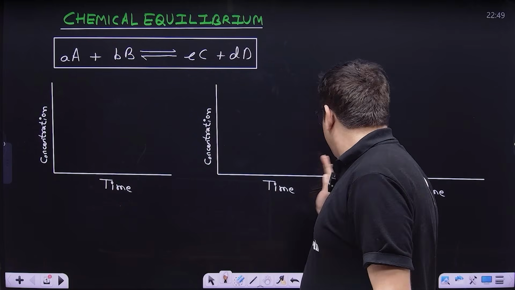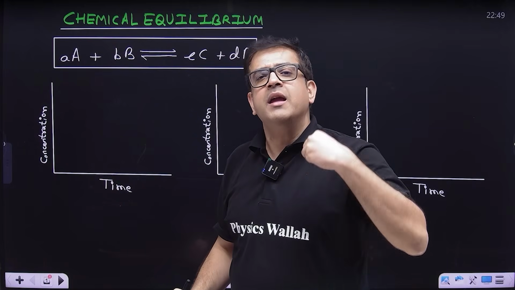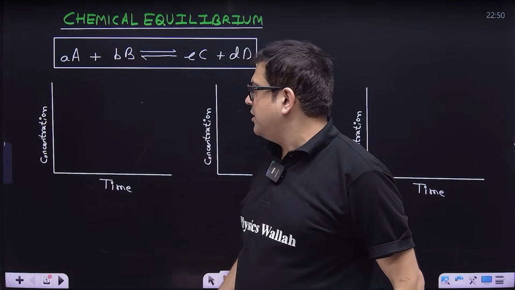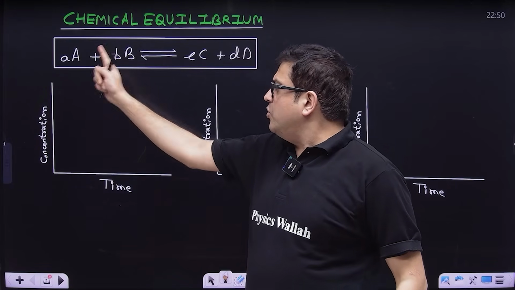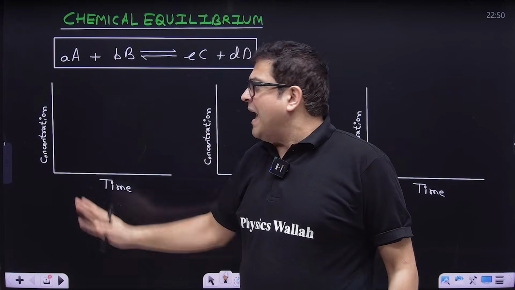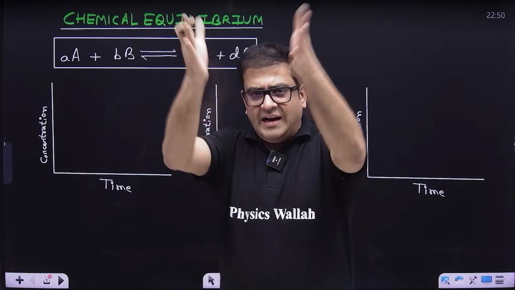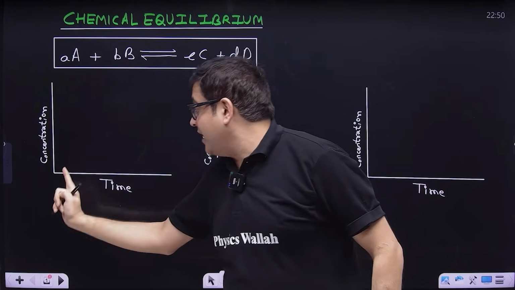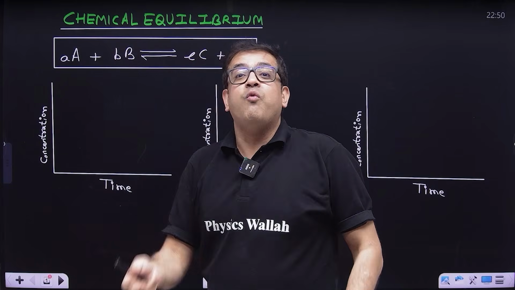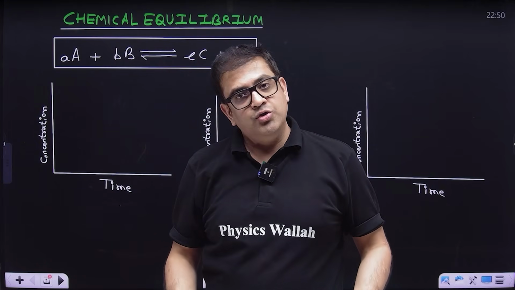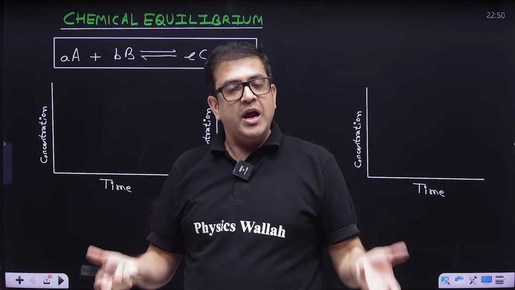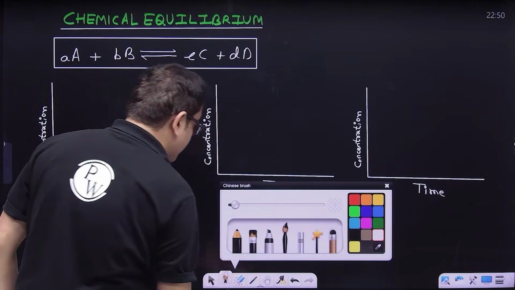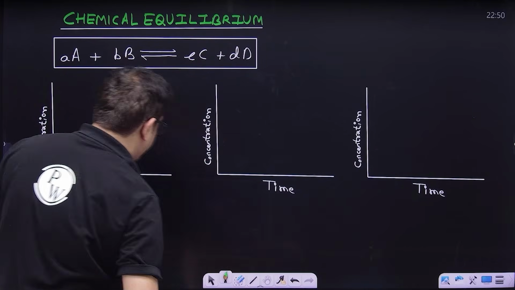I have made three graphs and I'm giving you a question, a situation actually. Suppose I have given you A and B. These A and B react and collide with each other. Initially, at time t equal to 0, what concentration do you have? Sir, we have concentration of reactants only. So concentration of reactants, if I try to put it, what will it be?